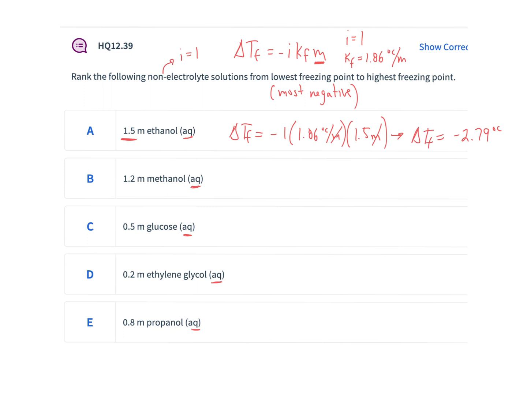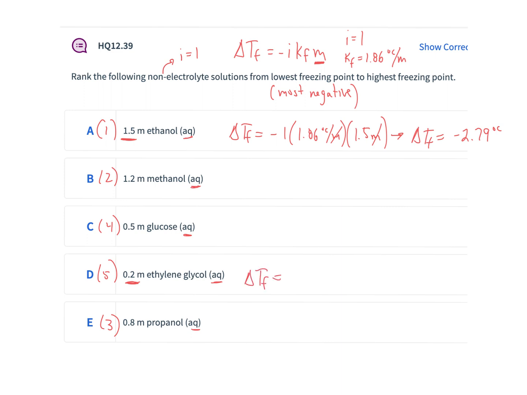So this is 1. Next would be the 1.2. After that, we would have the 0.8 molar propanol. After that, we're going to have the 0.5 molar glucose. And then the 0.2 molar ethylene glycol should have the highest freezing point, because it has the smallest molality. And by highest freezing point, I mean closest to the normal freezing point of water.